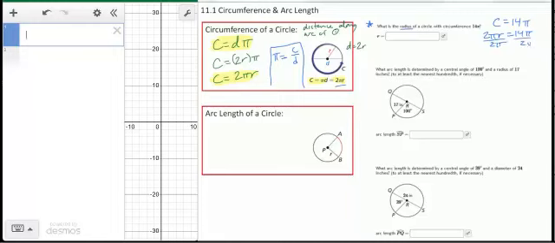So 2 pi r is equivalent to 14 pi. Isolate and solve for r. We divide both sides by 2 pi. Pi's cancel. 2 goes into 14 7 times. And so there is your radius. The radius is a one-dimensional measurement. Circumference is a one-dimensional measurement for circles.